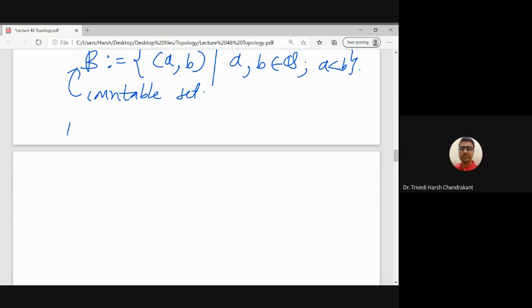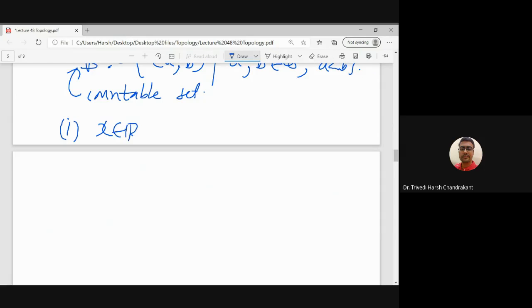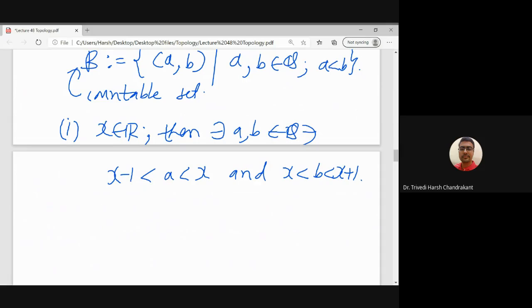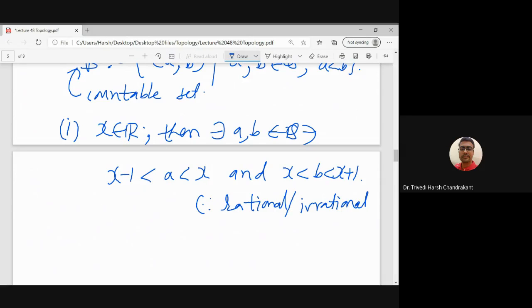If you want, we can check that also. If x is a real number, then there exist rational numbers a and b such that x minus 1 is less than a, which is less than x, and x is less than b, which is less than x plus 1, because of the density of rationals. Actually we are using rational density because we are finding rational numbers, right?